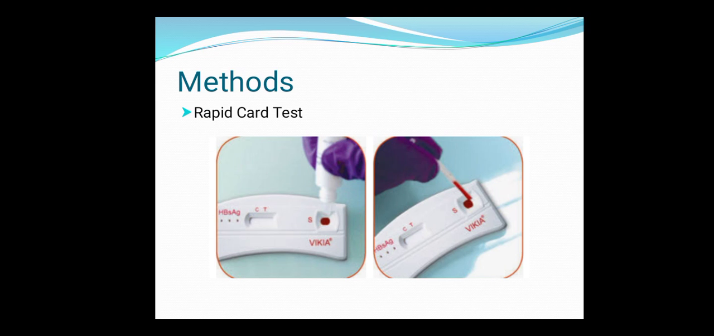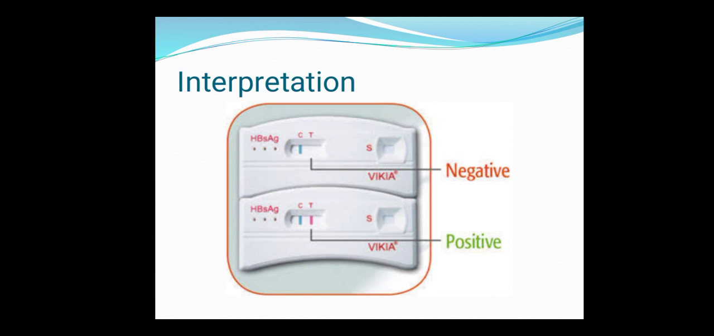Now in the interpretation, in the first one, the negative one, only one color line appears in the control region, and there is no apparent color line appearing in the test region, so it is interpreted as a negative result. Whereas in the second one, two distinct colored lines appear, the first one in the control region and the other one in the test region, which means that the result is positive.